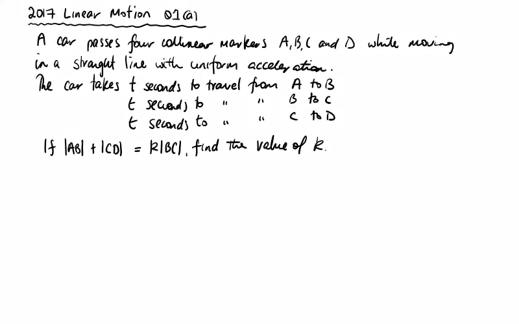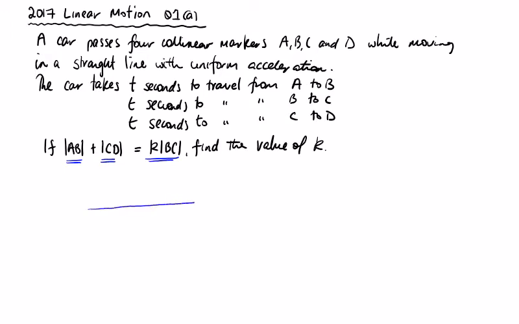2017 linear motion question 1A. A car passes 4 collinear markers A, B, C, and D by moving in a straight line with uniform acceleration. The car takes t seconds to travel from A to B, t from B to C, and t from C to D. If AB plus CD is KBC, find the value of K.